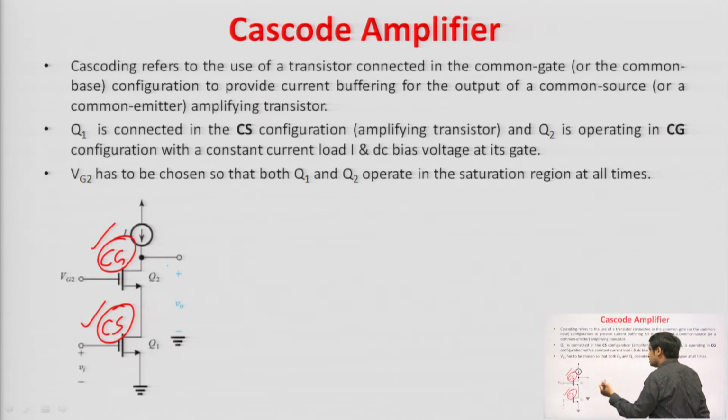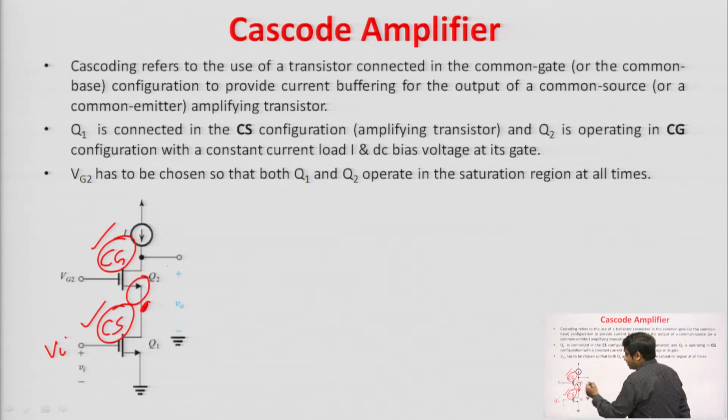So, you can see that in CS amplifier we apply the input at the gate of the transistor, we take the output from the drain. Now, the output of the CS is connected to the input of the common gate. In common gate we apply the input at the source terminal and we take the output from the drain terminal. So, you can see that input is applied at the gate of Q1 transistor, that is in CS configuration, and Q2 is in CG configuration.